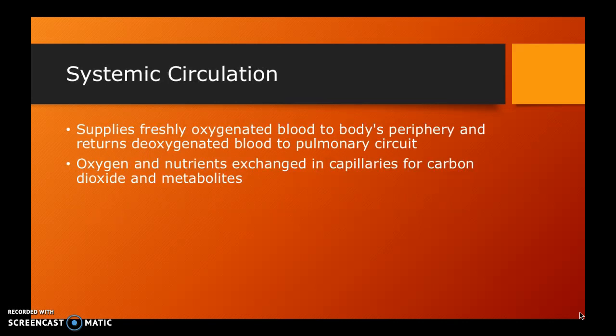So it is systemic circulation that we're going to be looking at. You need to understand that the circulation is what provides the oxygenated blood to all the peripheral capillaries and returns deoxygenated blood to the pulmonary circuit, so it can pick up more oxygen and also get rid of the carbon dioxide.